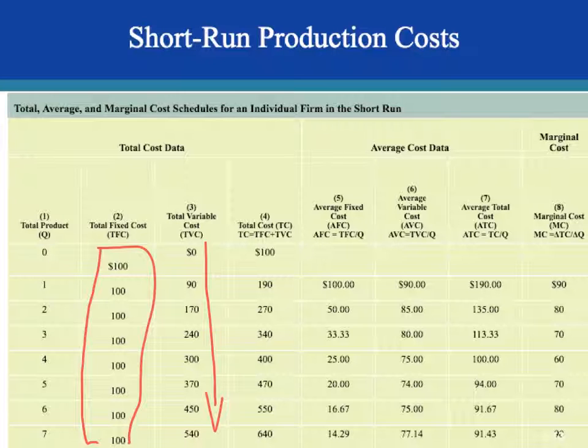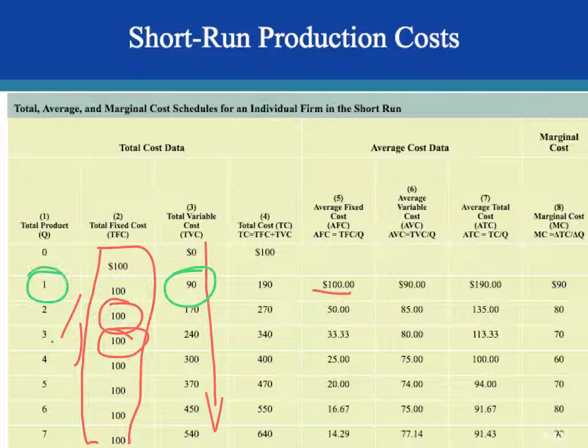And then average fixed costs would be column 2 divided by column 1. So here, average fixed costs for producing 1 unit is 100. For 2 units, it's 50, because this would be 100 divided by 2. 3 units would be 100 divided by 3, and so on. Average variable cost would be column 3 divided by column 1. So 90 divided by 1 is 90. 170 divided by 2 is 85, and so on.